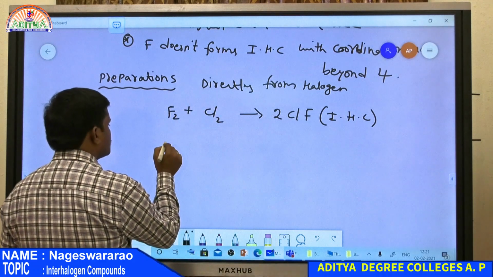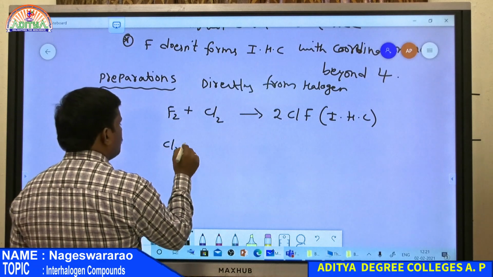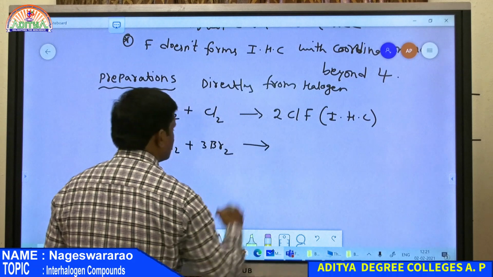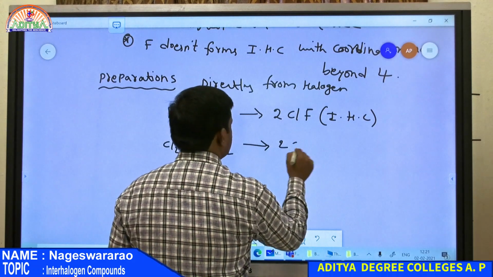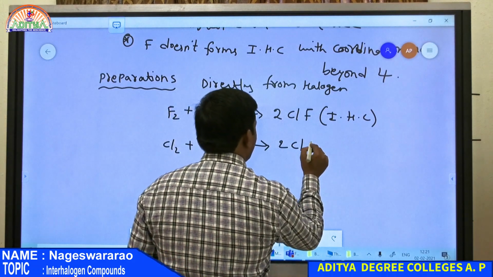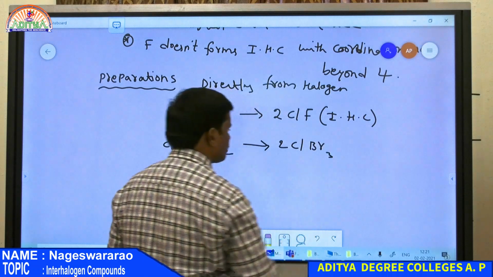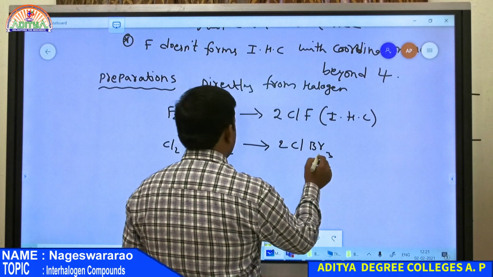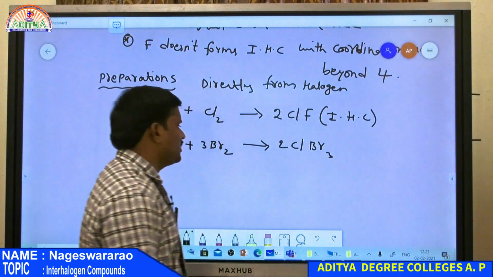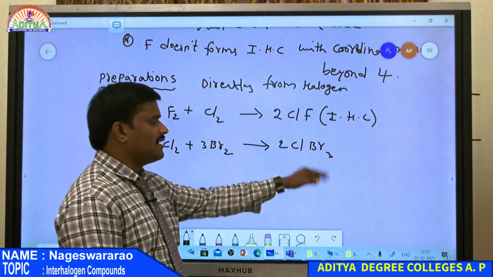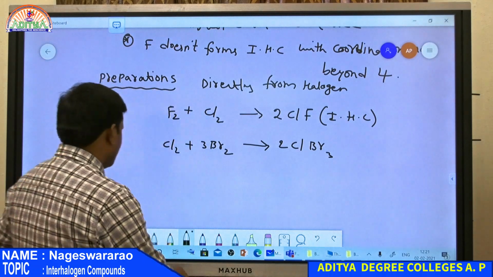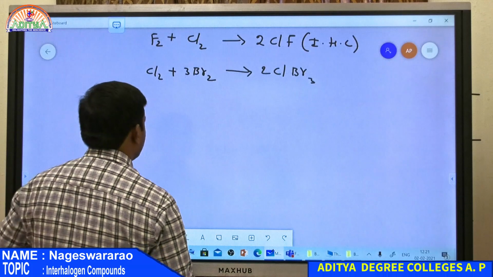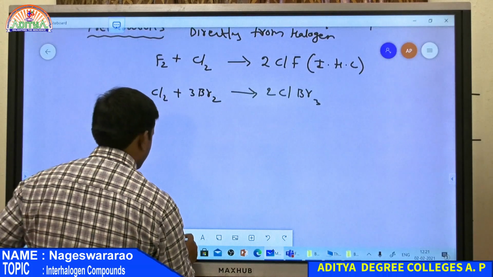And if Cl2 plus 3Br2, then it gives 2BrCl3. So here 3 moles and 2 moles. So it is an AX3 type interhalogen. Similarly, different interhalogens are prepared directly by the reaction between the halogens. There are different reactions.